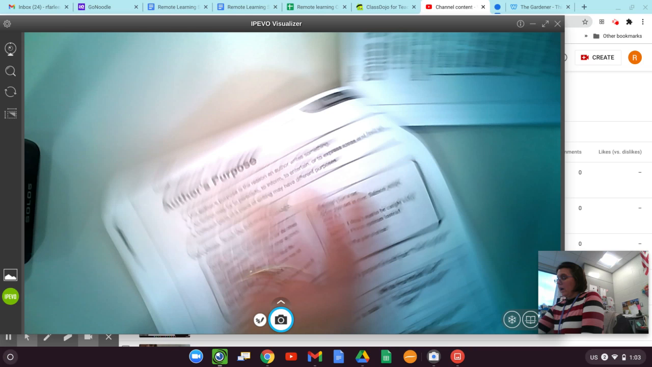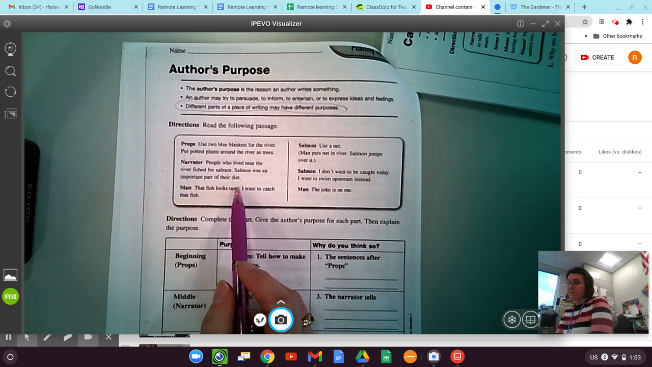So this is kind of like a little bitty mini play, okay? Kind of like Pushing Up the Sky was. So we've got props. Those are the things that you would use in the play to help you understand the setting. A narrator, that's the person that tells the story. And then the characters. We've got a man and a salmon. So props: use 2 blankets for the river. Put potted plants around the river as trees. So that's the setting.